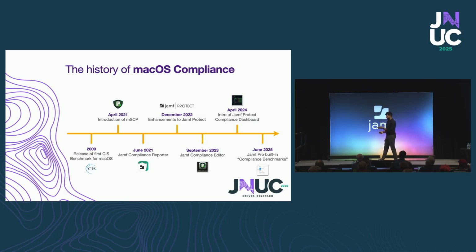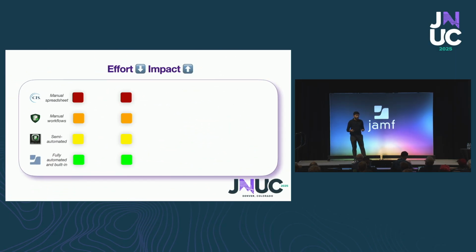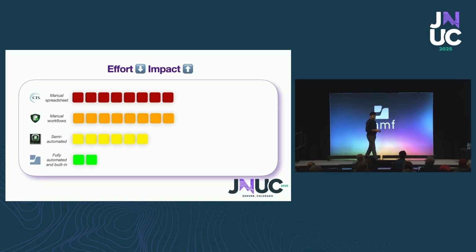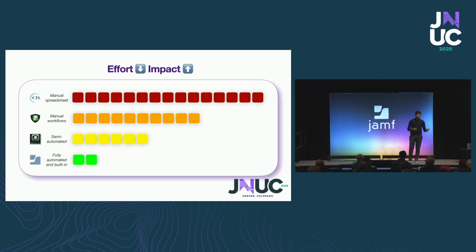In 2025, I think it was June this year, we fully made compliance benchmarks GA, ultimately meaning that what used to be a very lengthy effort, right? Before, there were manual spreadsheets that you had to go through, each different control, trying to figure out, how do I audit for this? How do I control it? And how do I keep up to date when macOS versions update? Through to the mSCP project, which made it much easier for us to be able to do this.